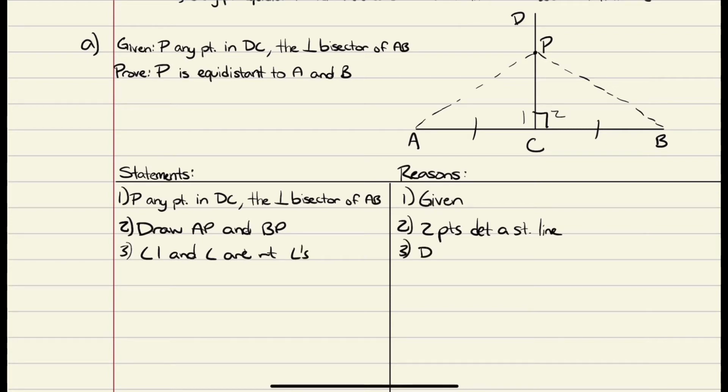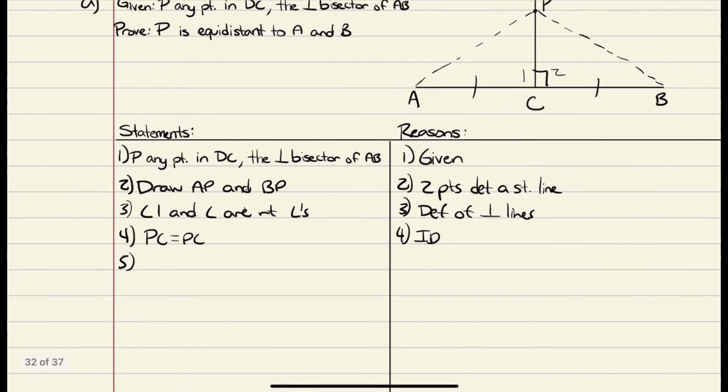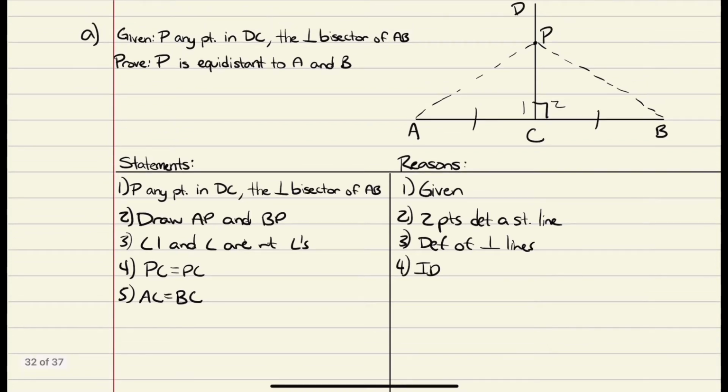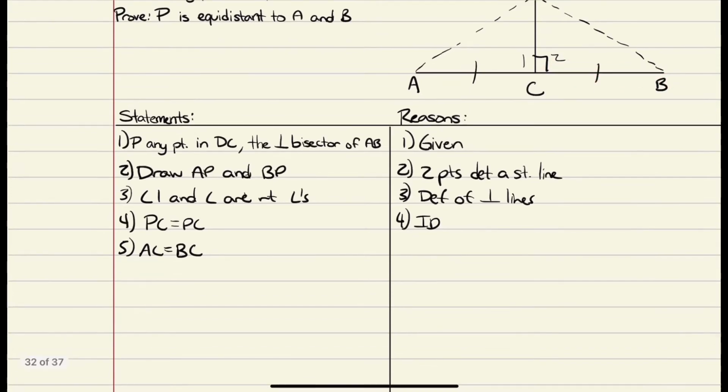Number 4, let's state the obvious. PC is equal to PC because of identity. This line right here, equal to itself. Number 5, we have AC equal to BC. Let's just talk about this. AC equal to BC. Well, that's just the definition of a segment bisector. We're told that DC is the perpendicular bisector. So those two segments would be equal to each other because the entire line segment is being cut into two equal parts. Definition of segment bisector.